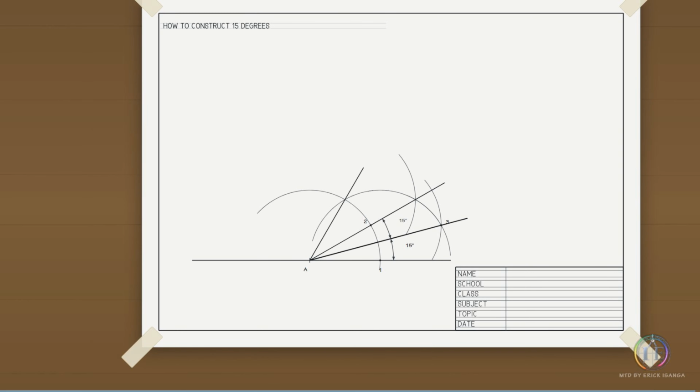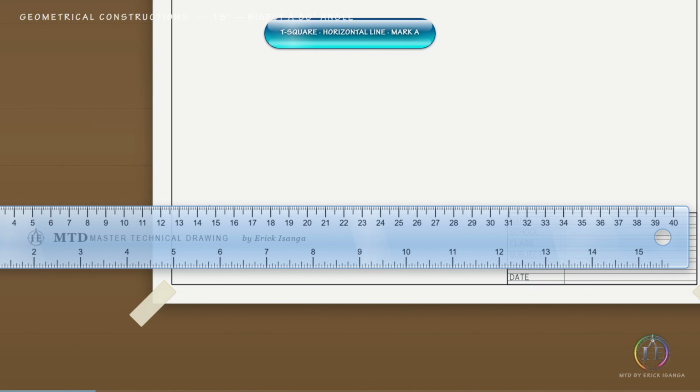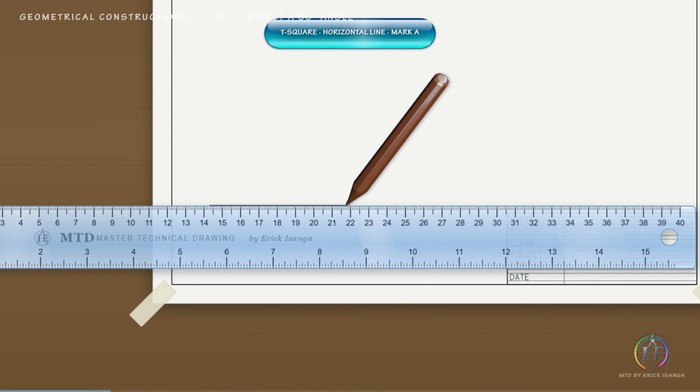In this lesson, we shall construct an angle of 15 degrees at a point on a straight line by bisecting a 30-degree angle. We begin with a horizontal line and the point A.